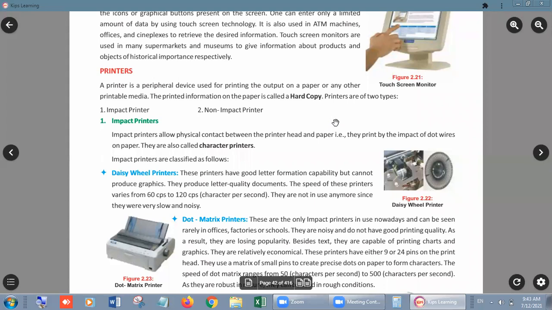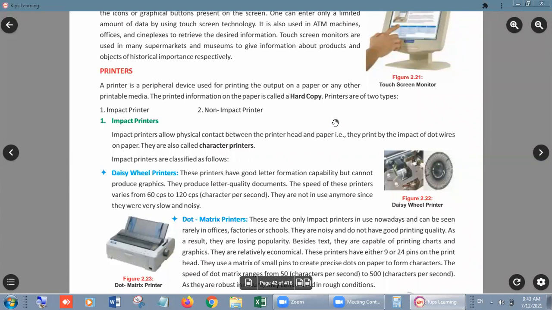Number one, impact printer, and another one is non-impact printer. Impact printers allow physical contact with the printer head and paper, that is, they print by the impact of the dot wires on paper. They are also called character printers. Look, students, why do we call it a character printer? Because character means any alphabet. It may be in Hindi or it may be in English.